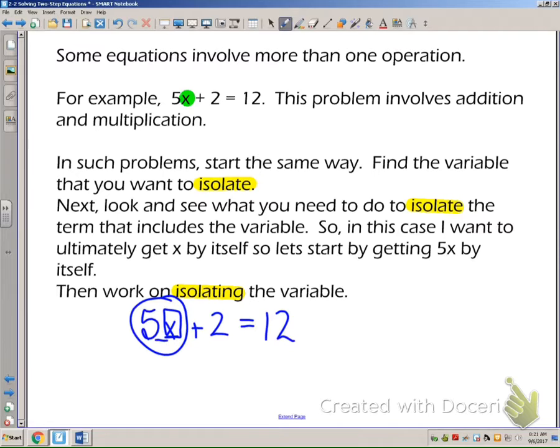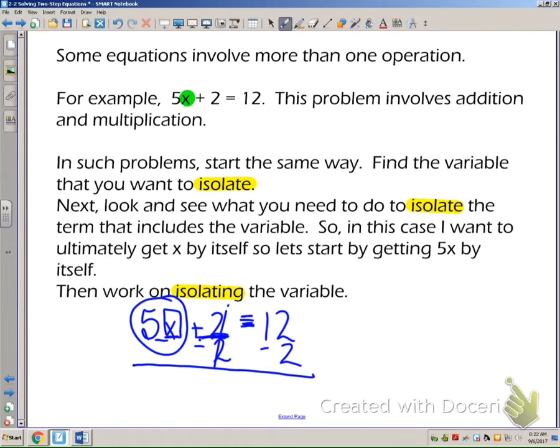Remember, terms are separated by pluses and minuses. I've got to get the term by itself that has the x. So that means I've got to get rid of this positive 2 out here. You've learned long ago that to get rid of something, we can do the opposite. So if I have a positive 2 and want to get rid of it, I can subtract 2. Whatever I do on one side of the equal sign, to keep it equal, I must also do to the other side of the equal sign.